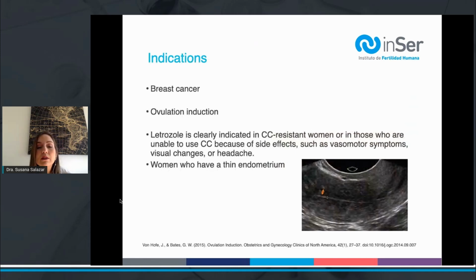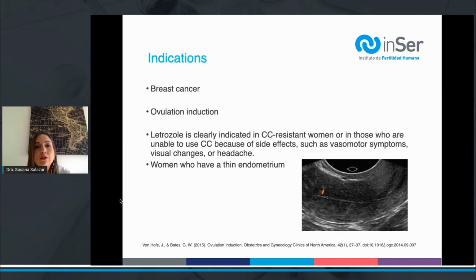Indications are breast cancer and ovulation induction. Letrozole is clearly indicated in clomid or clomiphene-resistant women, or in those who are unable to use clomiphene because of side effects such as vasomotor symptoms, visual changes, or headache.